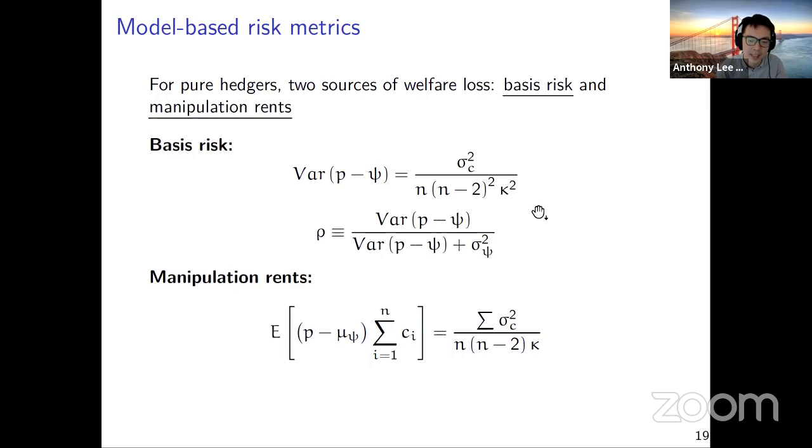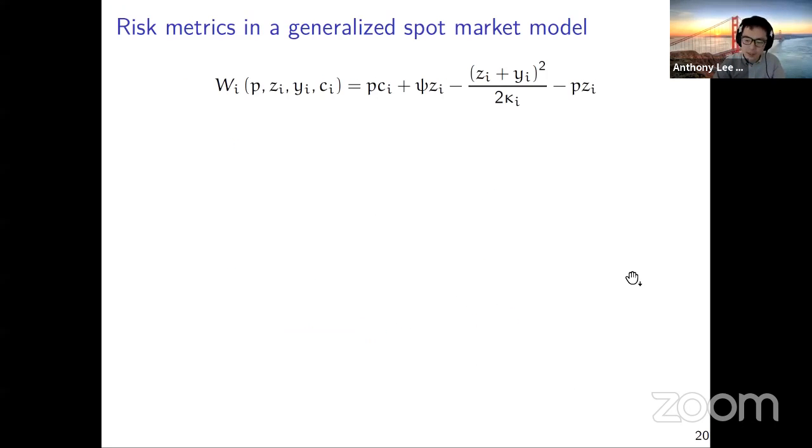That we can get an expression for in the baseline model. Pure hedgers also lose because the price is correlated with spot traders' contract positions. So there's a net transfer from hedgers to spot traders on average. You can also derive an expression for that in the baseline model. Baseline model is fairly unrealistic. We can add a lot more realism to the model. So we can add a lot of asymmetries.